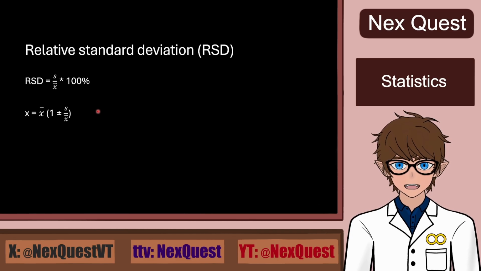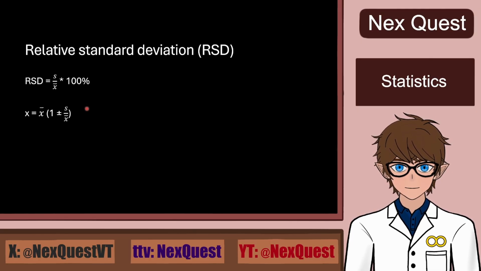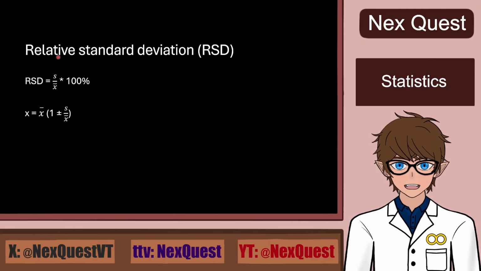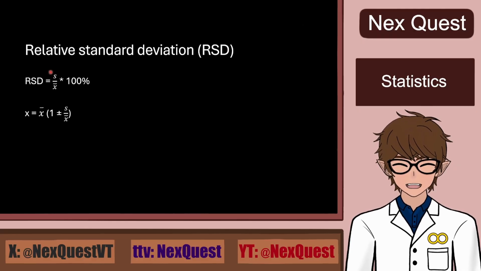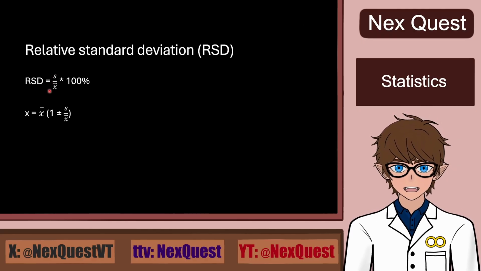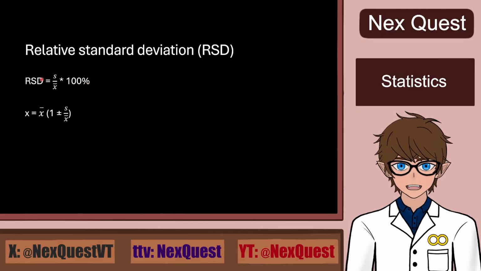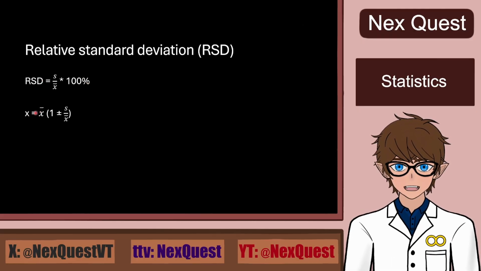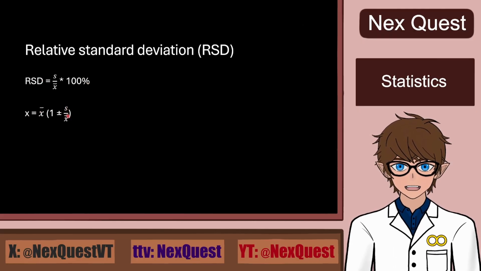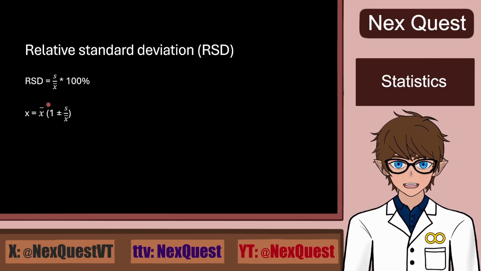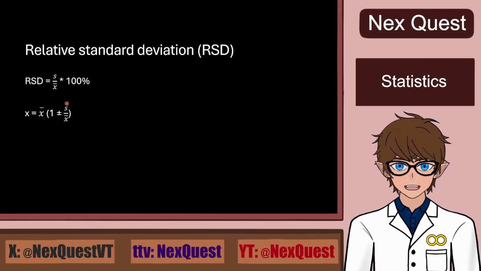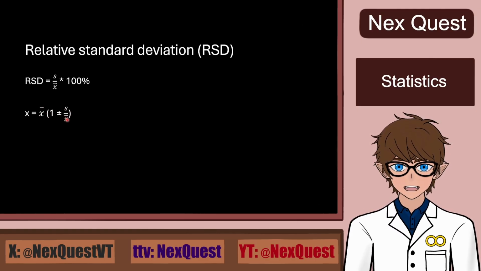1 second is about 10% and 5 seconds is 50%. Yeah. So how would we describe that? With relative standard deviation. So we divide the standard deviation by the average value and multiply it by 100% to get RSD. Or if you want to write the result with this relative standard deviation, you just have the average, bracket 1 plus minus standard deviation divided by the average.